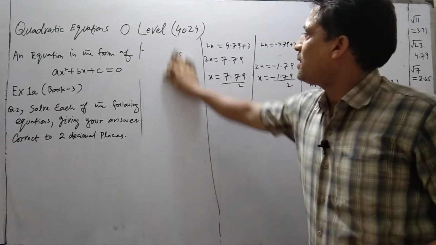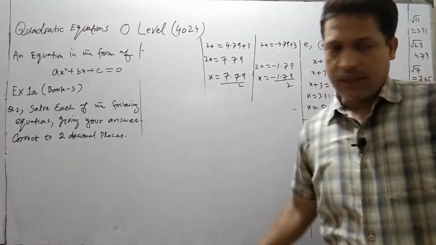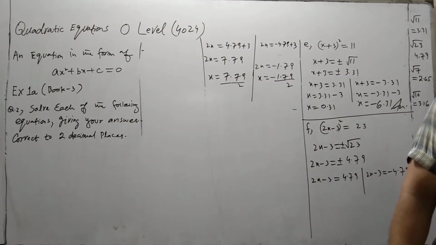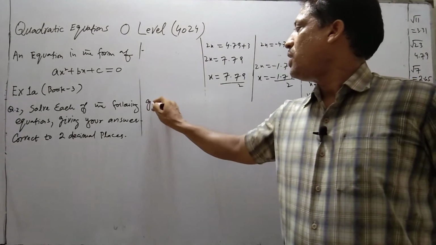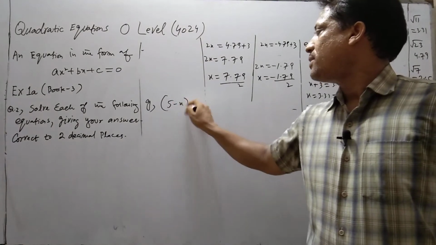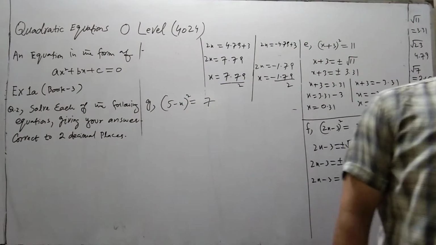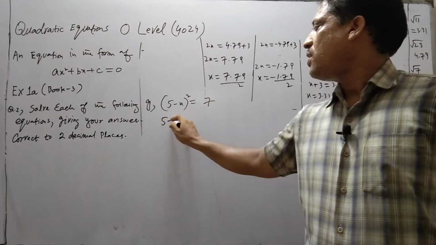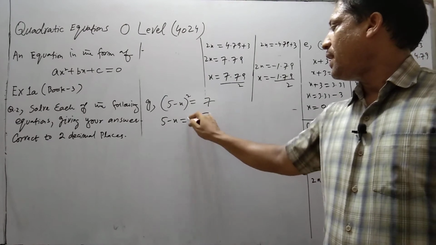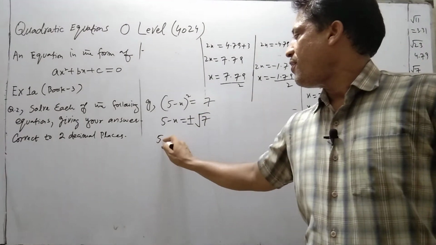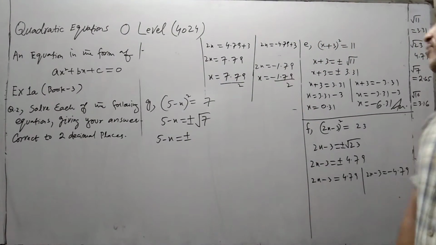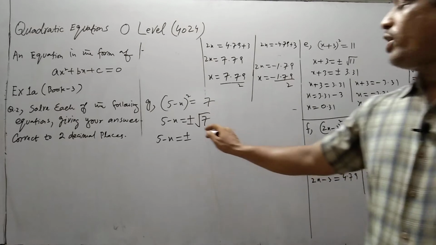Okay, how many parts are left in this? See part G. In part G is given 5 minus x whole square is equal to 7. It's very easy. 5 minus x, drop this square and take the square root on the other side with plus minus sign. 5 minus x is equal to plus minus. Take your calculator and find the square root of 7. You will get 2.65.